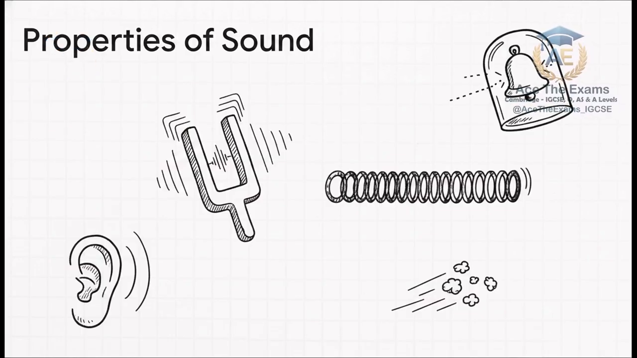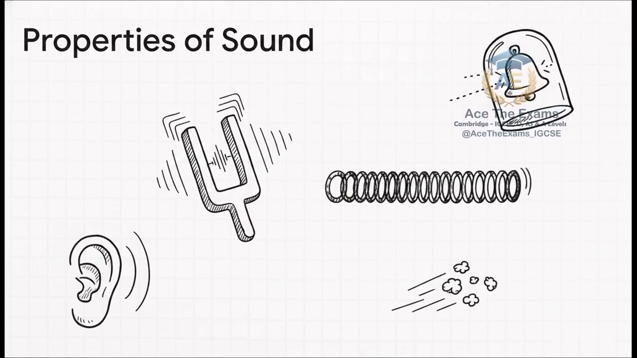Fourth, and this is a big one, it critically requires a medium for transmission. It absolutely cannot travel through a vacuum, like outer space. And finally, the speed of sound in air ranges between 330 and 350 meters per second. To put that into perspective, that's like traveling 3 whole football fields in a single second.